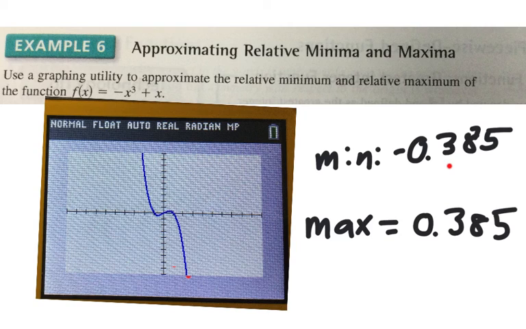It is a relative minimum, which means it's a minimum where the graph changes from decreasing to increasing. That is the low point for that area. And then the relative maximum, again, that's not the highest point the graph ever takes on, but it's the highest point where it switches from increasing to decreasing.